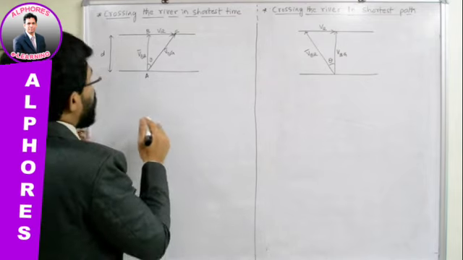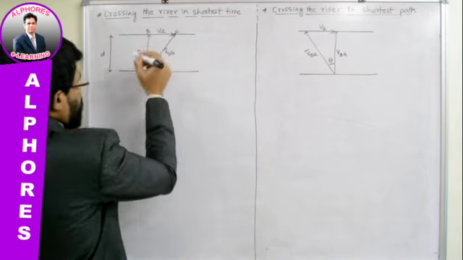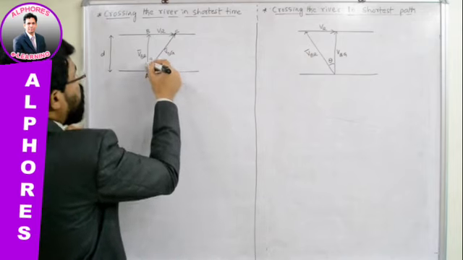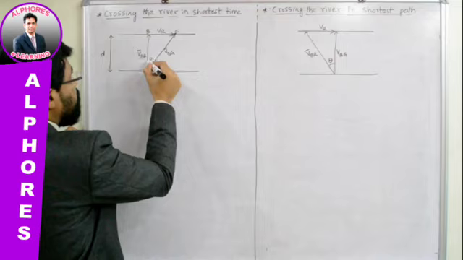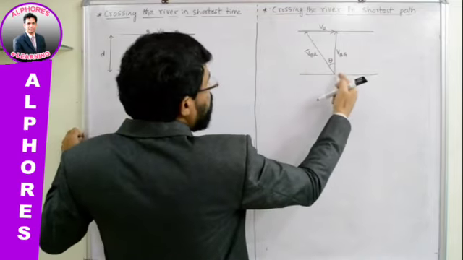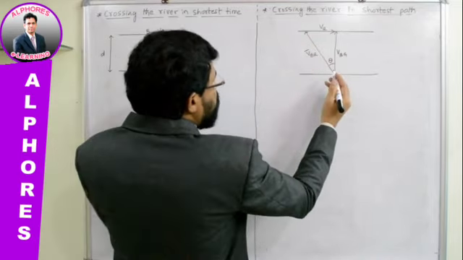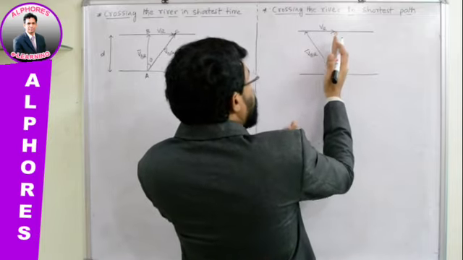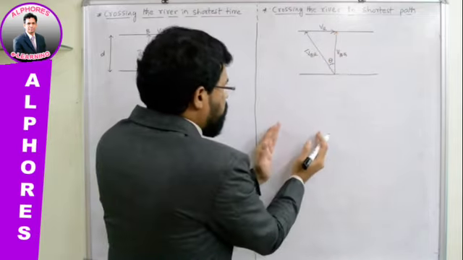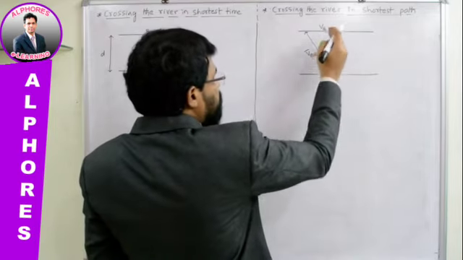If we take the boat along this direction, the resultant path of the boat is along this direction. To make sure that the resultant path of the boat is along this direction, what you have to do? You have to drive the boat along this direction initially, so that the river flow pushes the boat, and finally the boat takes this path. If somebody is observing from the ground, they will see the boat moving along this direction.